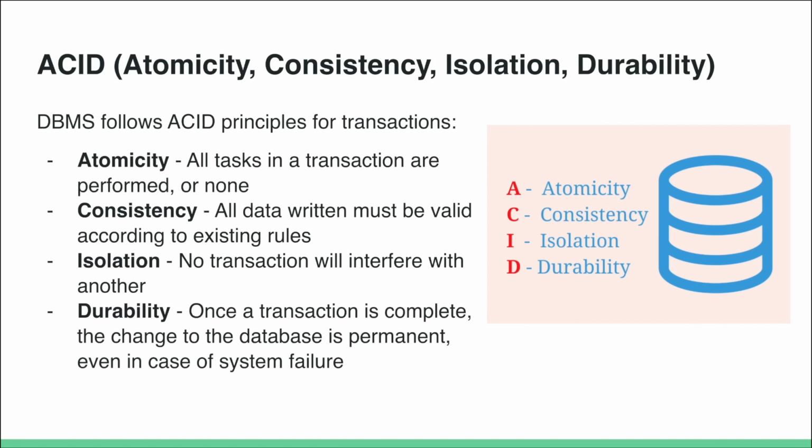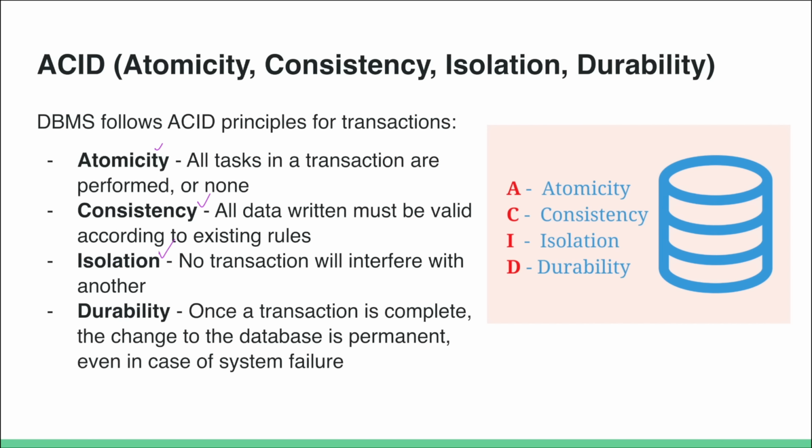Now, transactions are important because they follow a set of principles called ACID principles. That's atomicity, which means all tasks in a transaction are performed or none. So remember, a transaction is a collection of tasks that are temporarily done before being committed. Unless all these tasks are successful, we're not going to do any of them. Next is consistency. This means that all data must be valid according to existing rules. They must follow the correct data type, the correct length, etc.